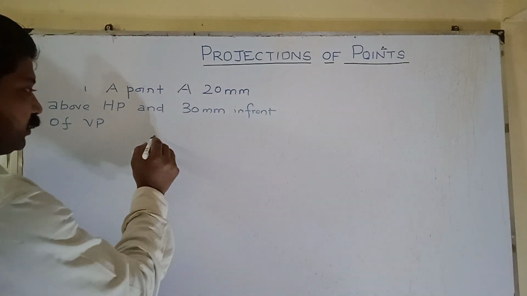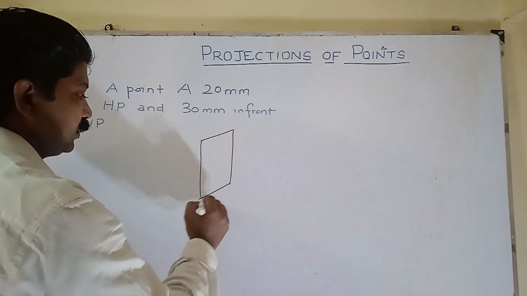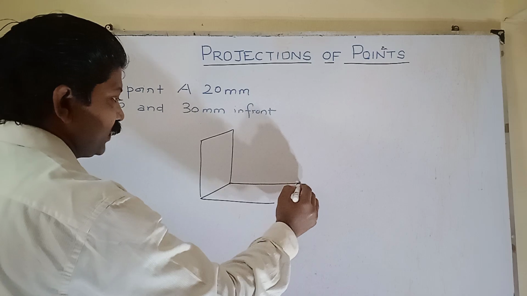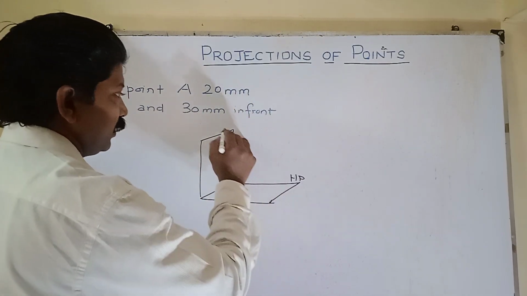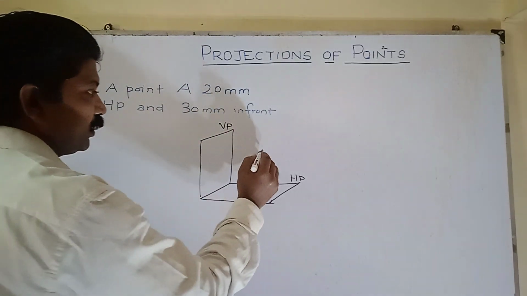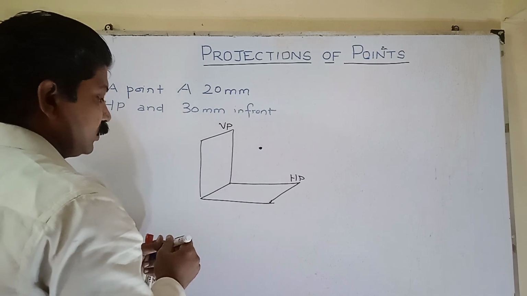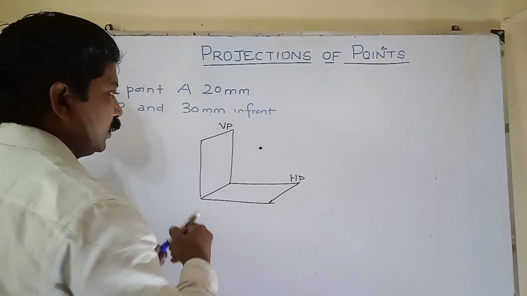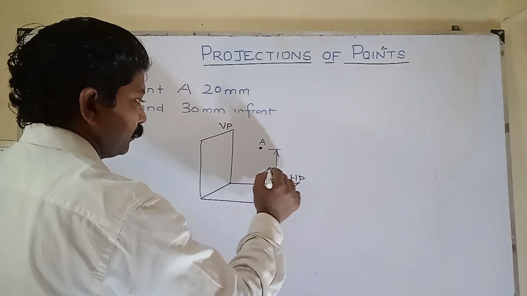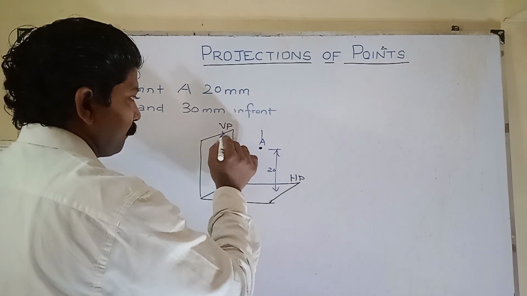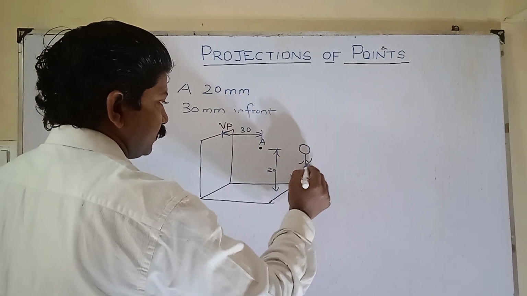Draw the first quadrant. This part is the imagination part. Imagine the first quadrant, horizontal plane, vertical plane. The point A is 20 mm above and 30 mm in front. This distance is 20, this distance is 30. The observer always stands on the right side of the object.